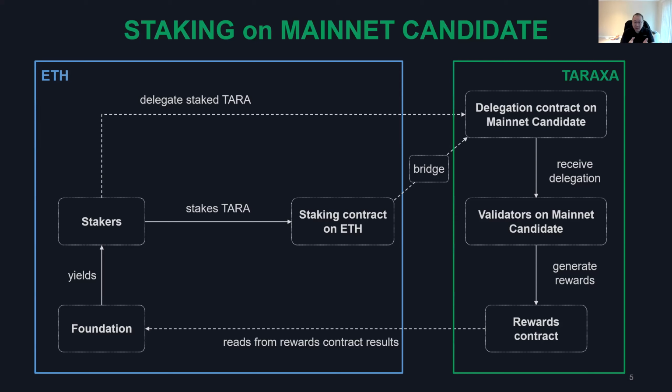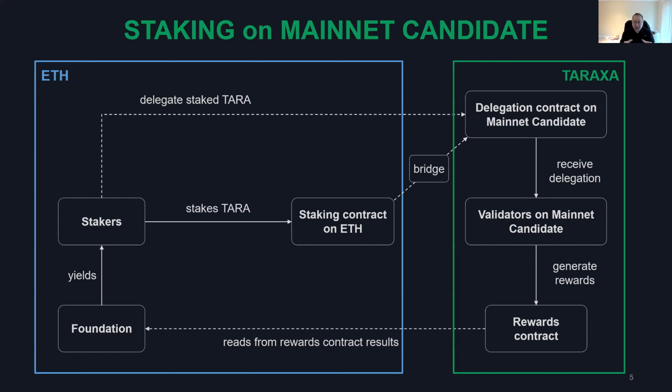And really notice that there's an Ethereum part of it and there's a Taraxa part of it. Any part that deals with the actual Ethereum Terra tokens is still on the Ethereum side. And anything that has to deal with the actual consensus, the node operations, the delegation, that is on the Taraxa network. So there is a little bridge between the Ethereum staking contract as well as the delegation contract on the mainnet candidate, right? So the mainnet candidate is aware and is able to validate the delegation commands it receives from the stakers.